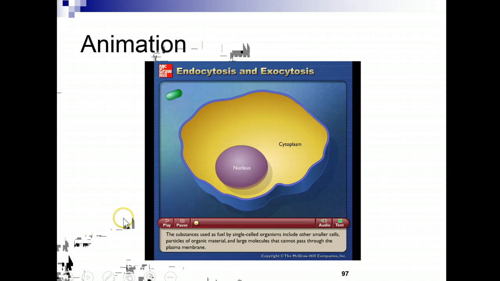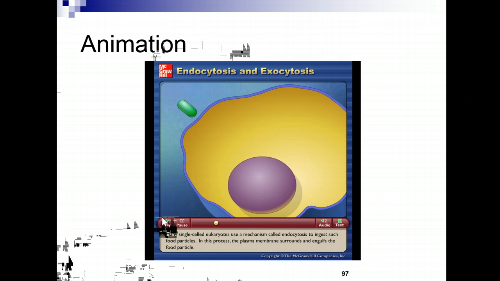Let us look at an animation of endocytosis and exocytosis. The substances used as fuel by single-celled organisms include other smaller cells, particles of organic material, and large molecules that cannot pass through the plasma membrane. Many single-celled eukaryotes use a mechanism called endocytosis to ingest such food particles. In this process, the plasma membrane surrounds and engulfs the food particle.